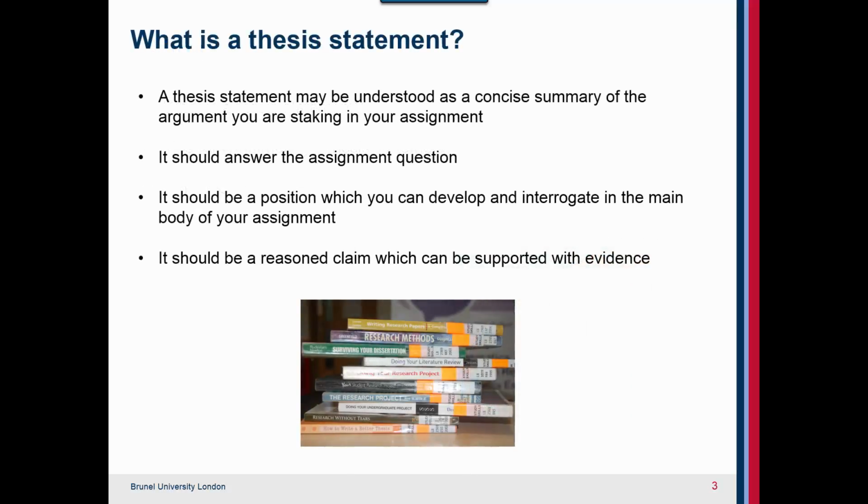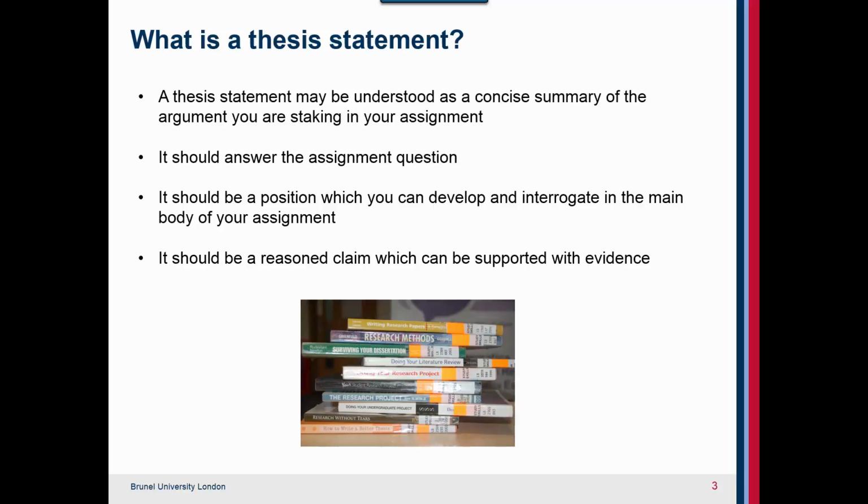So what exactly is a thesis statement? Well, it may be understood as a concise summary of the argument that you are staking in your assignment, and it should always answer the assignment question. It should also be a position which you can develop and interrogate in the main body of your assignment, and it should be a reasoned claim which can be supported with evidence.